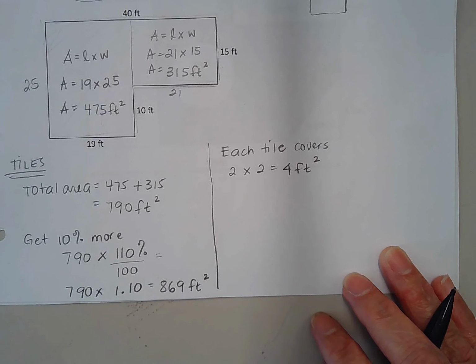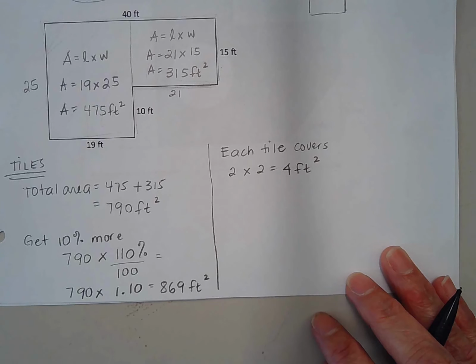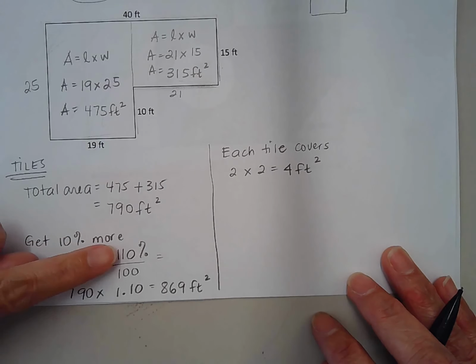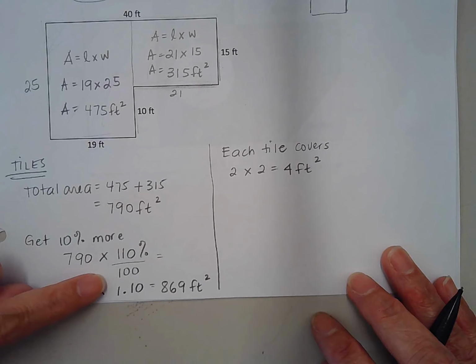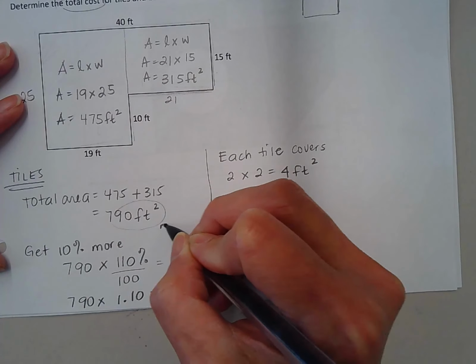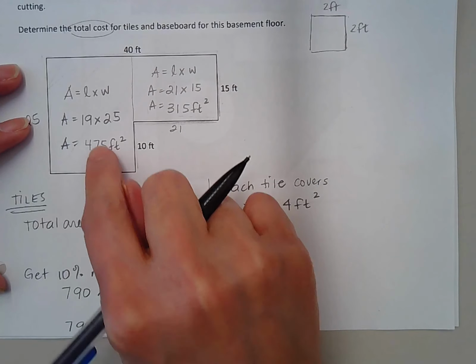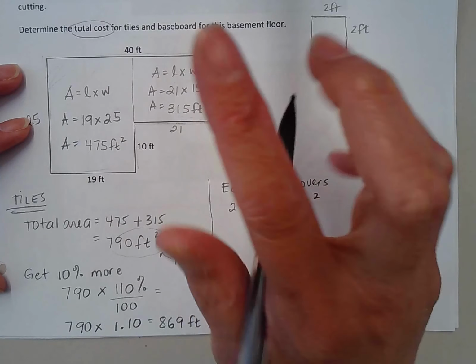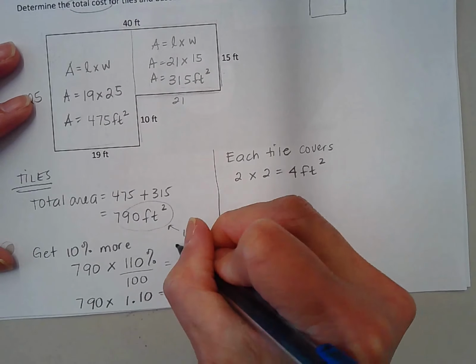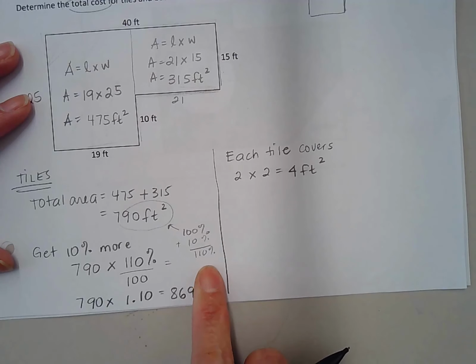Sorry, teacher. Why didn't you take 790 times 10 divided by 100? It says 10% more. So this one here is the 100% coverage of the floor, right? That's 100% coverage of the floor, but we need to buy 10% more. So plus 10%, that makes it 110%. Is that okay?